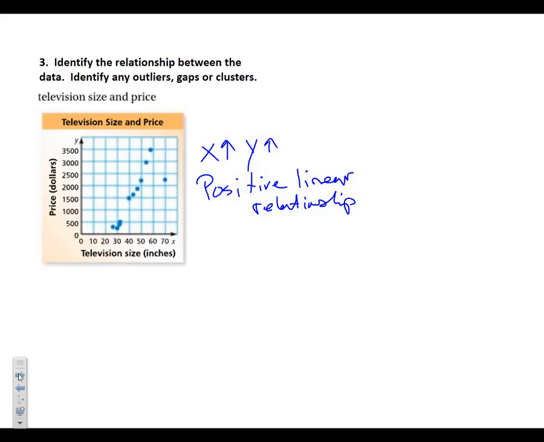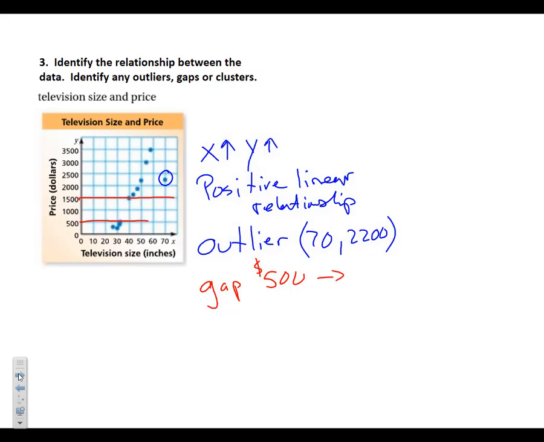And then we're going to look. So here I can show you outliers. This one right here is pretty much out on its own, all by itself. So we do have an outlier. And it is located at 70, and I'm going to have to estimate this a little bit, 70 and about 2,200. So it's an outlier, a 70-inch TV that only costs 2,200 bucks. Okay. We also have a gap in here. Notice that there is a gap between this value of 500 and this value of 1,500. So we have a gap in the price, between $500 and $1,500.